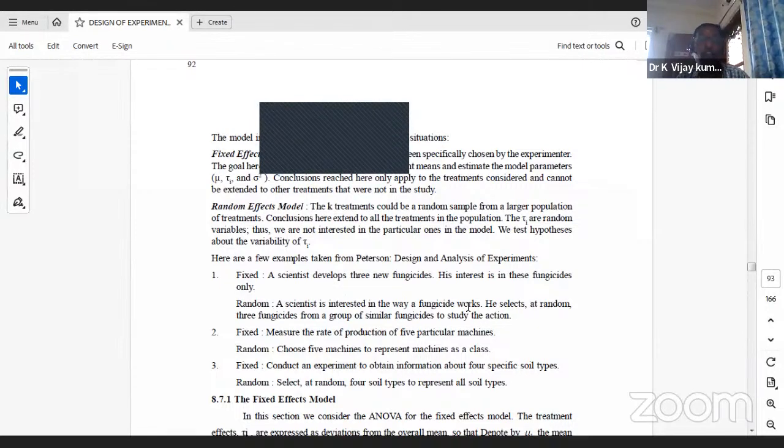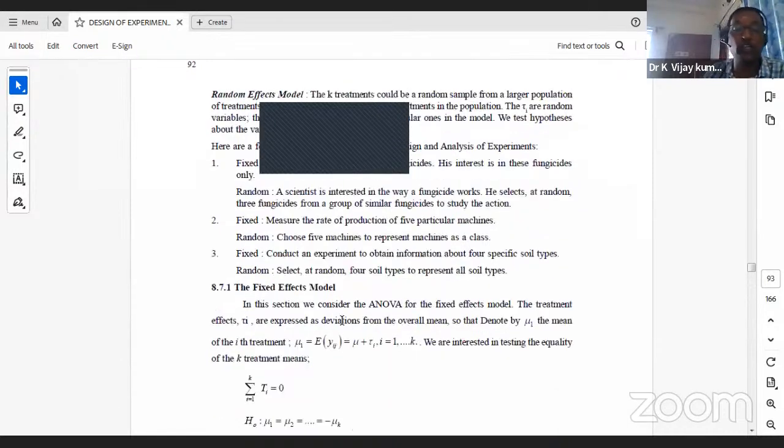Randomly choose 5 machines. If we take it directly, here we choose 5 machines to represent the machines in the class. Then third one, conduct an experiment to obtain information about the specific soil types. Here we select 4 soils at random, that is random. Fixed and random, we understand it as given to us.